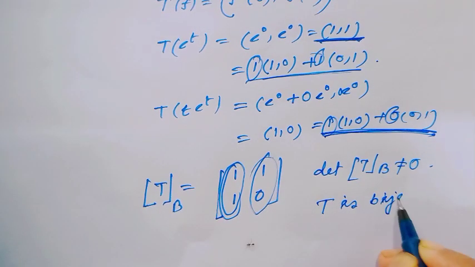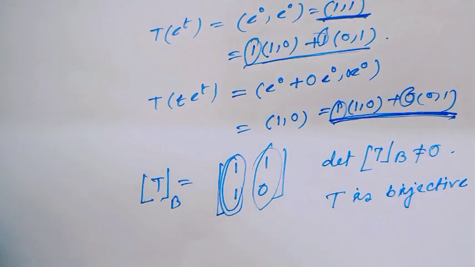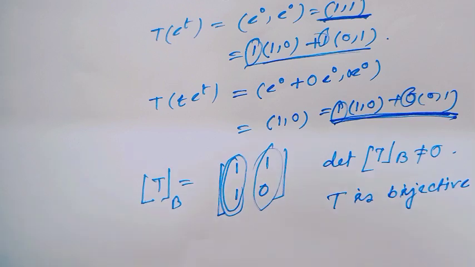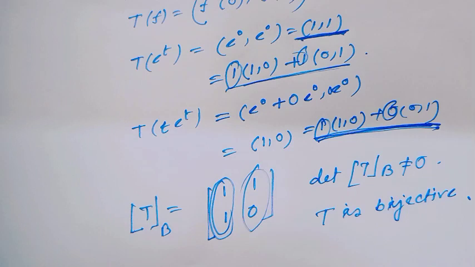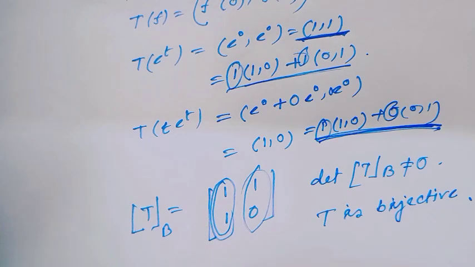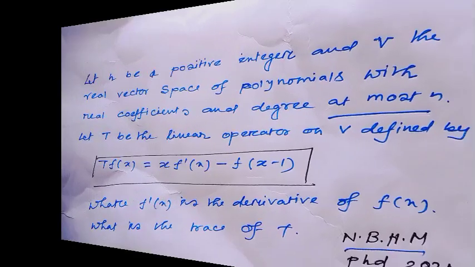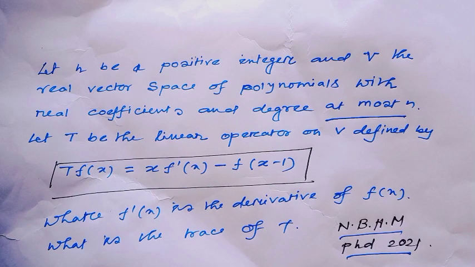bijective, that means one-one and onto both. When is a linear transformation bijective? We must know that from every linear transformation we get one matrix representation, and when the matrix representation is non-singular, then obviously this linear transformation is bijective. Are you getting? Now I will see one example which came in the NBHM PhD exam 2021.